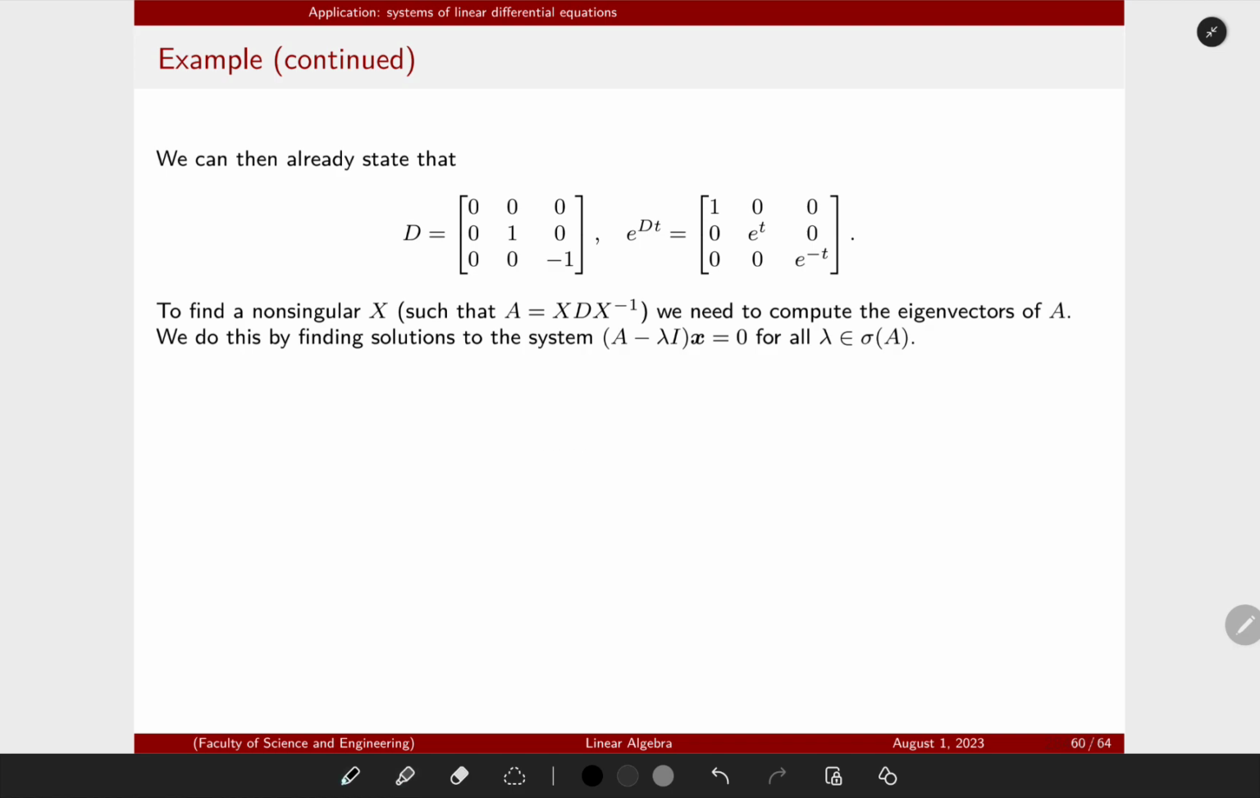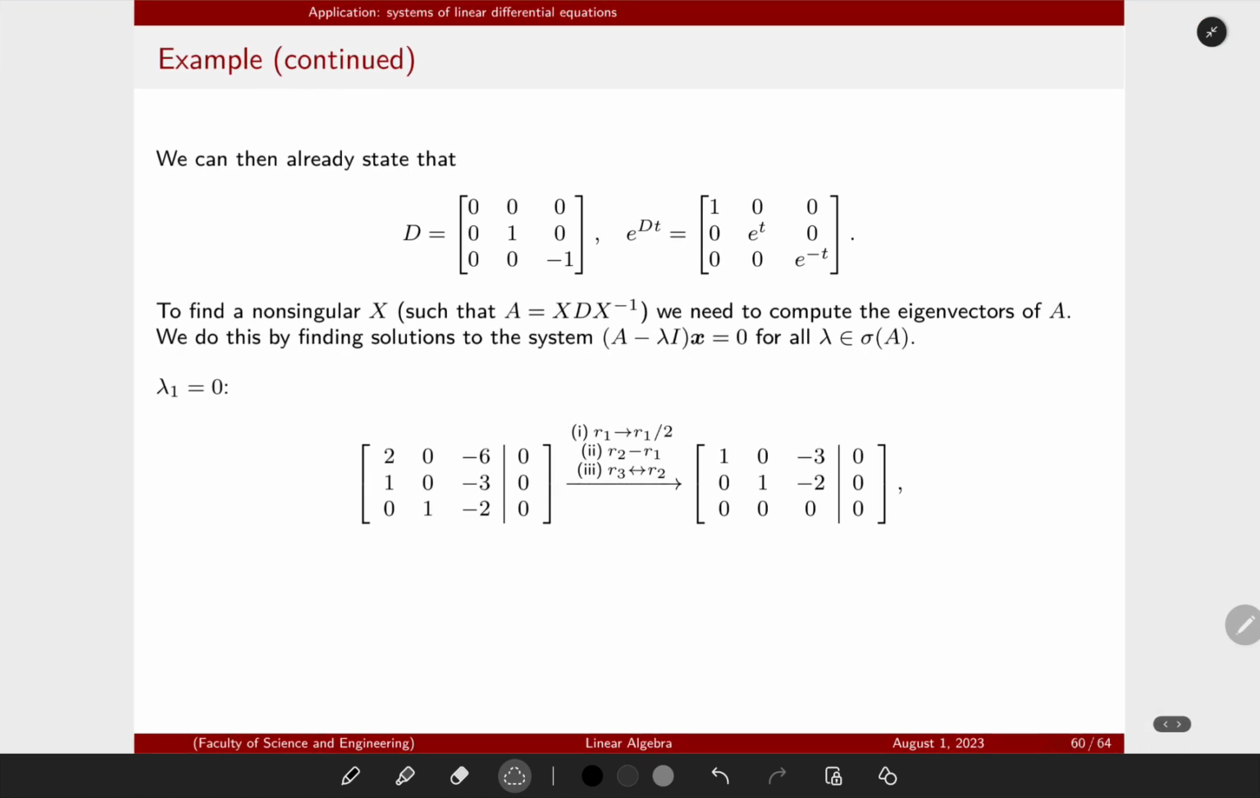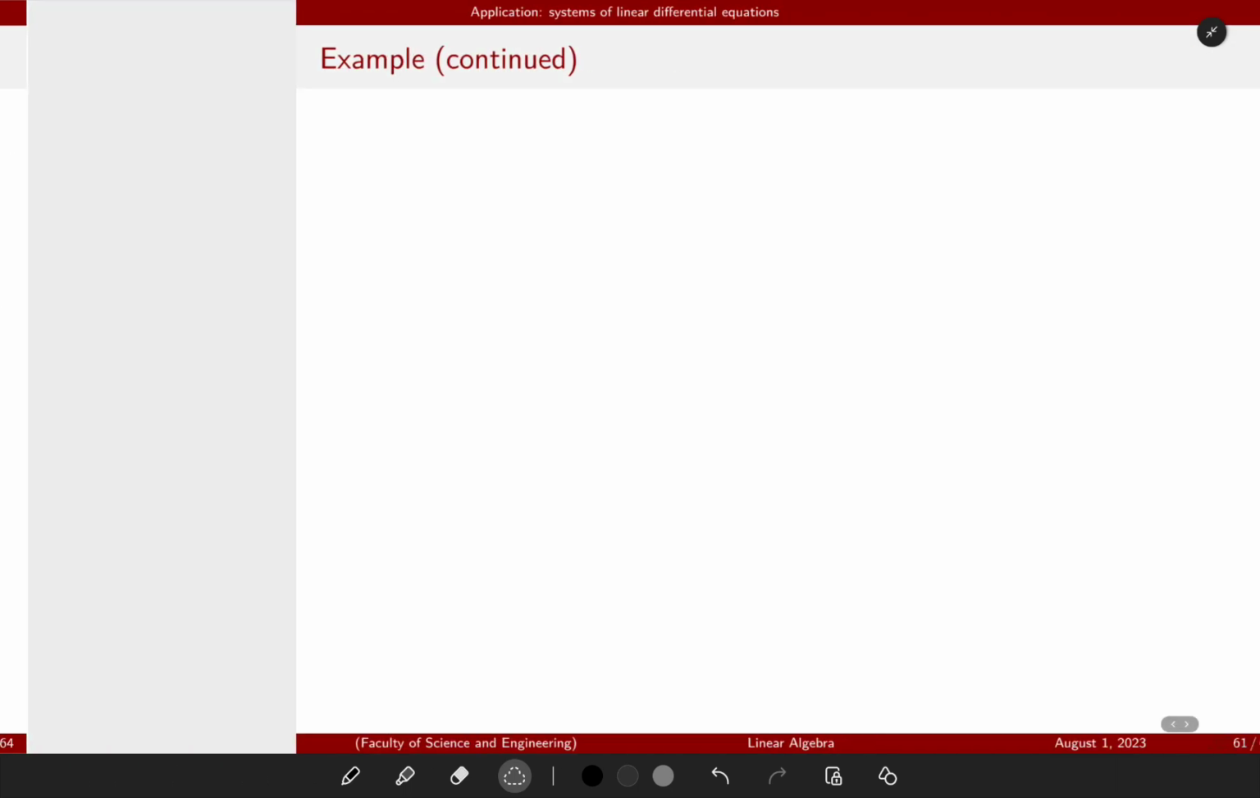And to do that, we compute the eigenvectors of A. So we need to find solutions, non-zero solutions actually, to this system for every lambda in the spectrum of A. So for lambda equals 0, we do it like this. We do some row operations, and we find this. So we have a free variable, which we expect for an eigenvector, and we find the corresponding eigenvector. You can check this if you want again. I will not go into the calculations in detail in this video, because you are free to pause the video and check them by yourself.